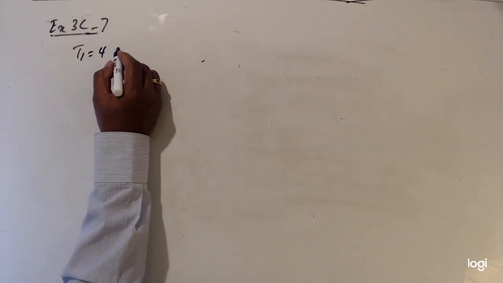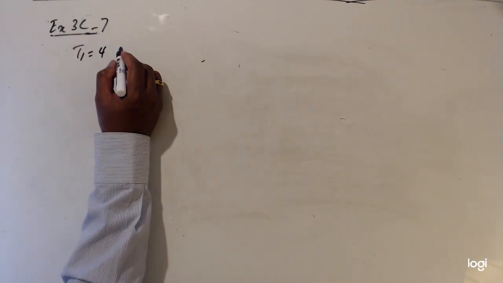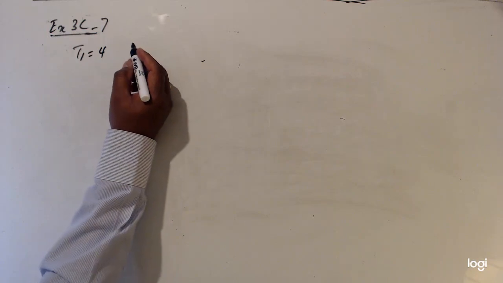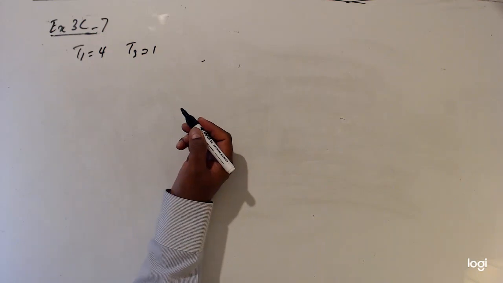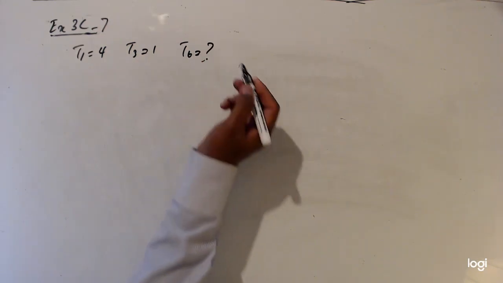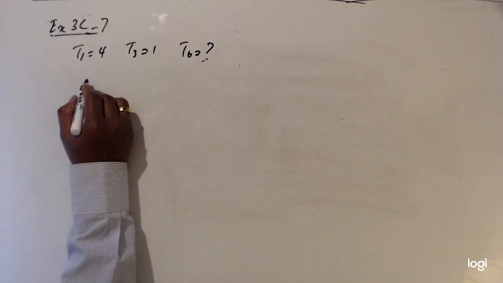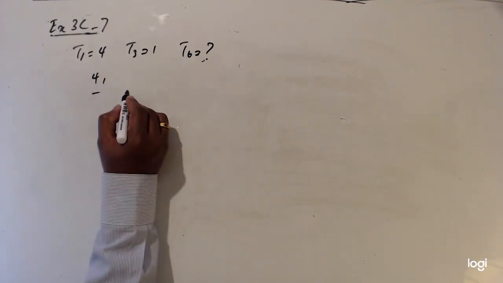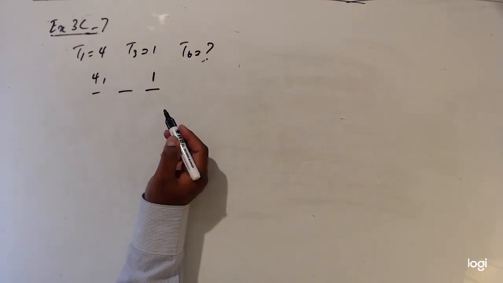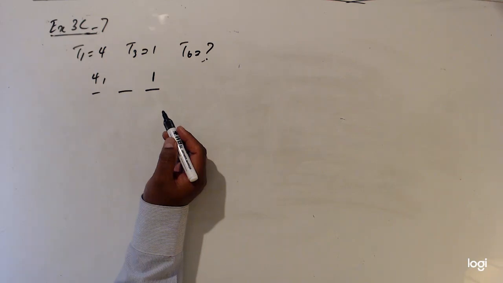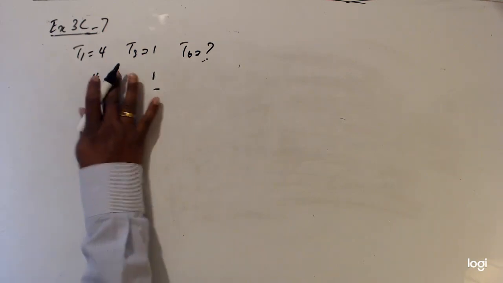Now question number 7. A geometric sequence has first term 4, and the third term is 1. Find the two possible values of the 6th term. So we want to find the 6th term. We know the first term, we don't know the second term, and we know the third term is 1. So basically this is the same as question number 6.